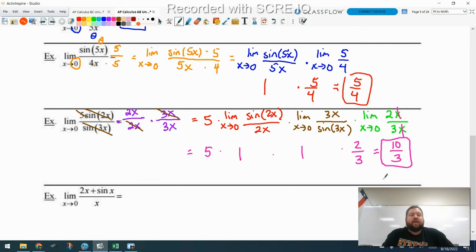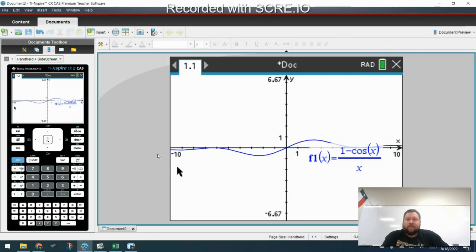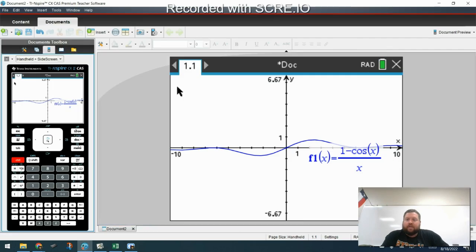One thing the CAS calculator will do is limit problems like this. The CX will not do these as well. I don't know, the CX might do it. I would have to double check, but I know the CAS will do it. So I'm going to plug this one in the calculator just to show you. I'm going to hit Control Doc.